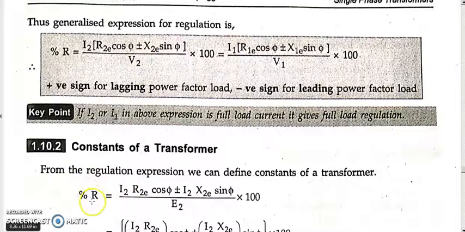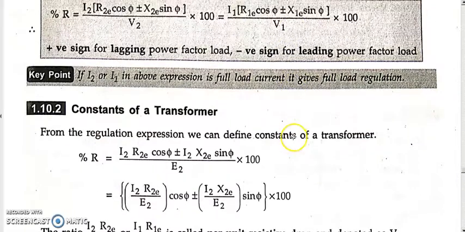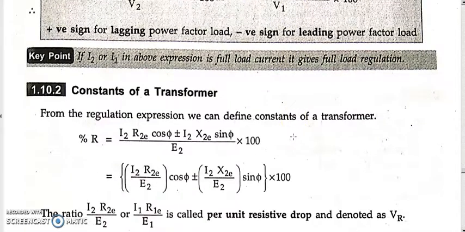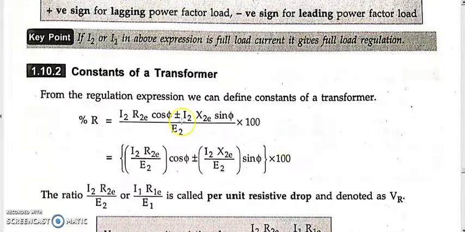Similarly, we can write the expression for percentage regulation referred to primary. Whatever is there, we can write here. Just replace: I1 R1e cos phi plus or minus I1 x1e sin phi divided by E1. Here also we are using the fact that E1 is equal to V1 for no load condition. Either you write V1 or E1, it doesn't matter because both values are the same. Now I can split this equation like this. Dividing, I'm going to get I2 R2e by E2 as well as I2 x2e by E2.